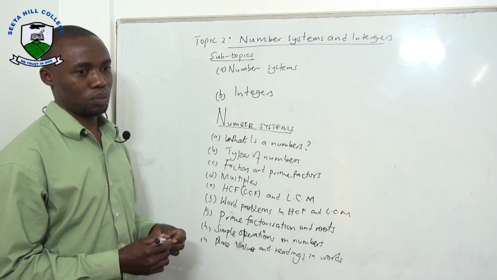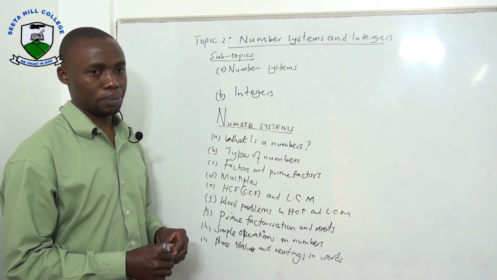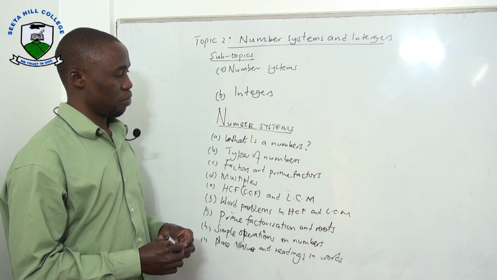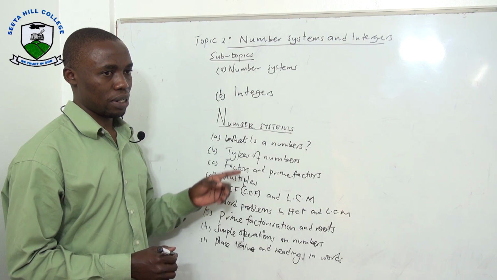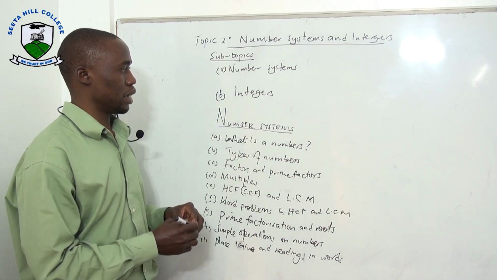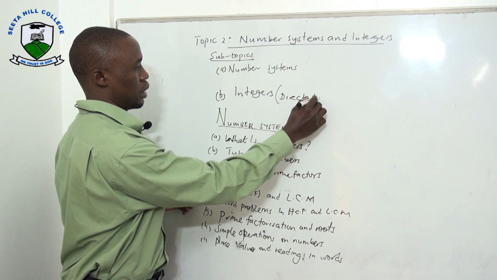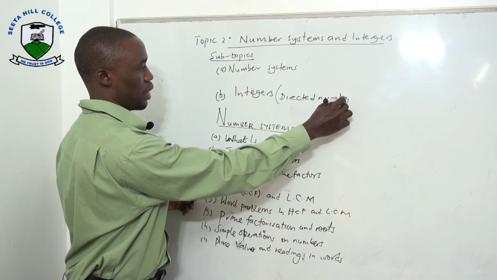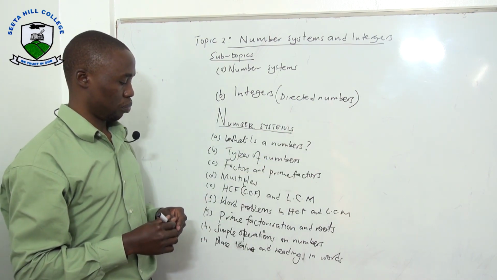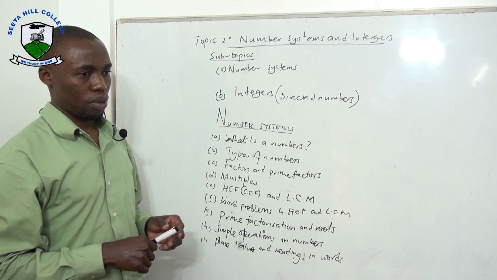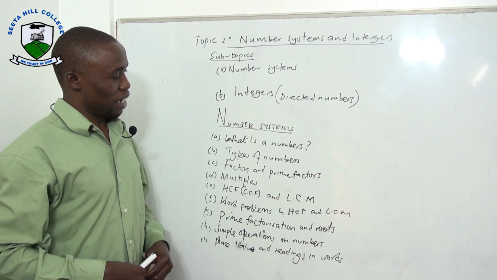That one will be the end of the number systems. Then we shall speak of integers, or what we call directed numbers. Directed, they have a direction. So now let us start right away. What's a number?